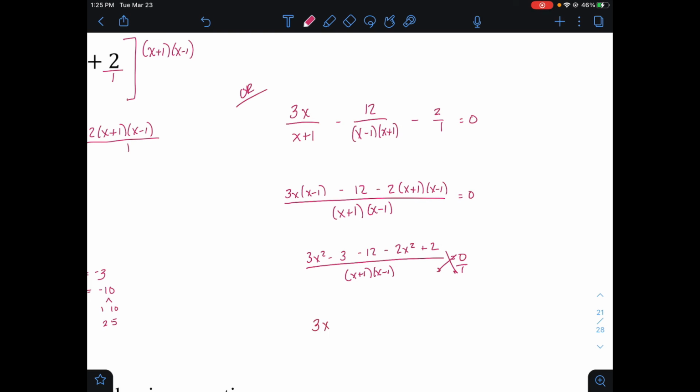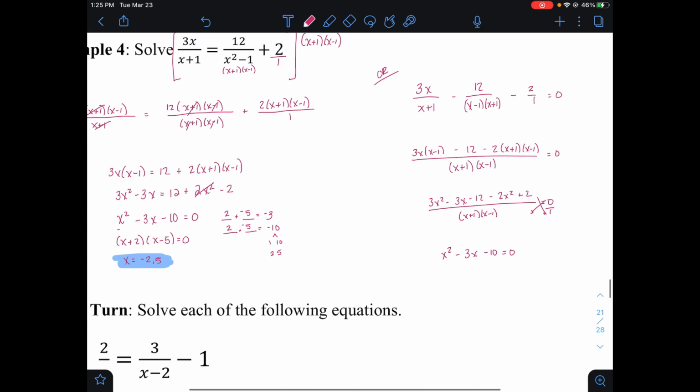And then you can see, hang on, forgot my x there. Now let me fix this. There we go. Now I have x squared minus 3x minus 10 equals 0. And we end up with the same quadratic function to solve. Okay, so either way.